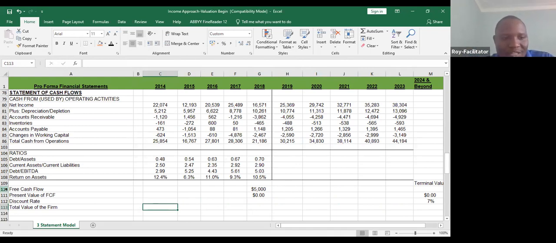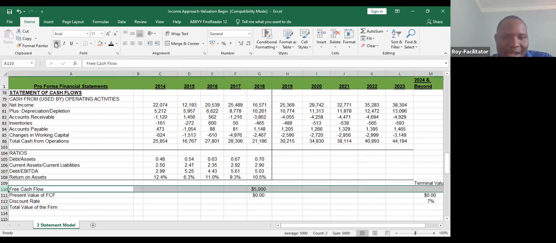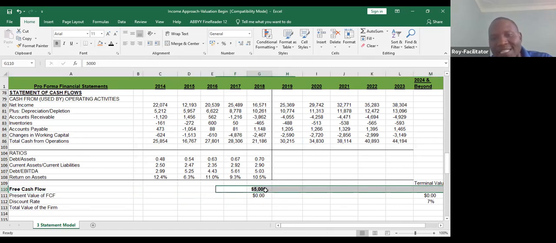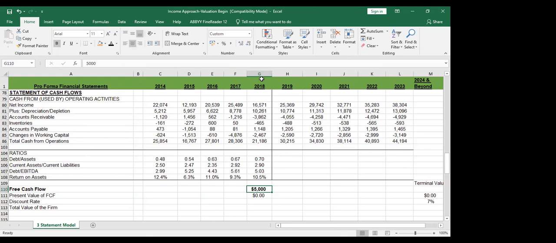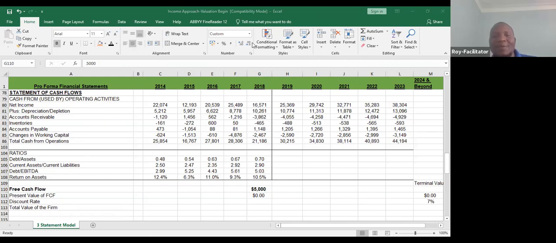First of all, we have to determine the free cash flows of the company or the business. How do we determine the free cash flows? Free cash flow is the money that is available in the company. So if you have a balance sheet, the cash balance of the current year. I'm going to assume we are in 2018, so the cash balance is $5,000.